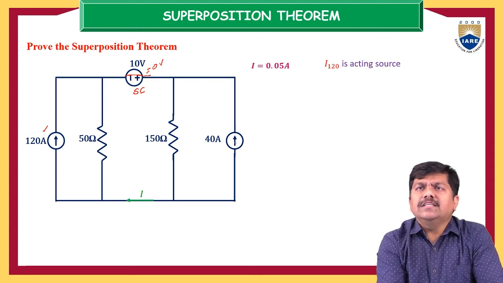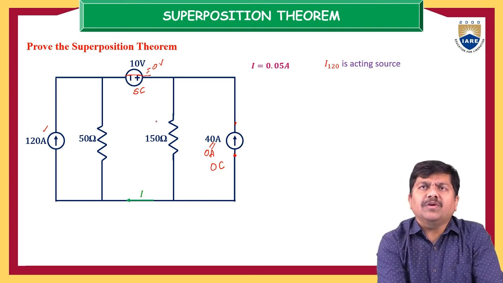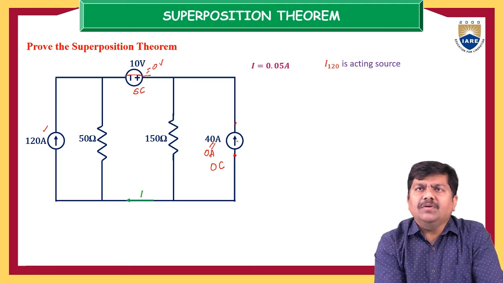Coming to the current source, this 40 amps current source. I don't want to see the effect of this 40 amps on the rest of the elements, which means indirectly we are going to see the current to be 0 amps. Now when the current is 0, when the circuit is broken, that is, if the circuit is open circuited, then it will not supply any current, or the effect of this current source on the remaining elements is 0. So open circuiting the current sources and short circuiting the voltage sources is the way of making them inactive in the circuit. The same principle we are using here also.